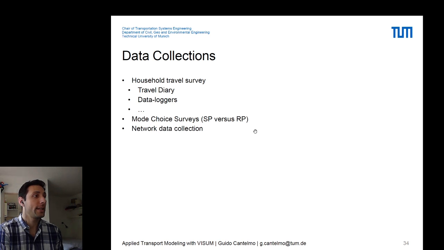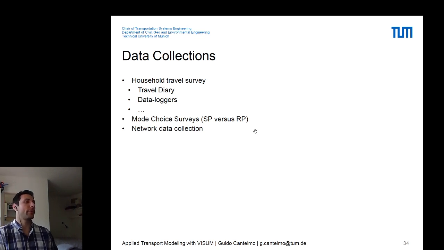Last but not least, data collection. The first data source that we usually use when we deal with transportation modeling is the household travel survey. It is time consuming, it is old fashioned, but it's still the most widely adopted. And it's probably going to be the most widely adopted for quite some time still, because we can run it nationwide. Almost each country does some household travel survey every few years.